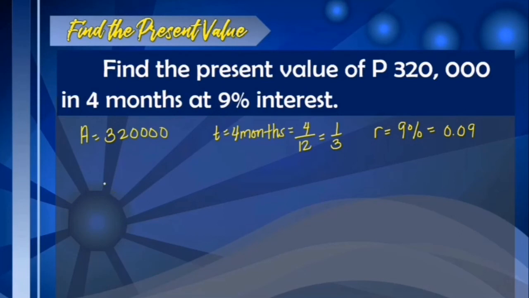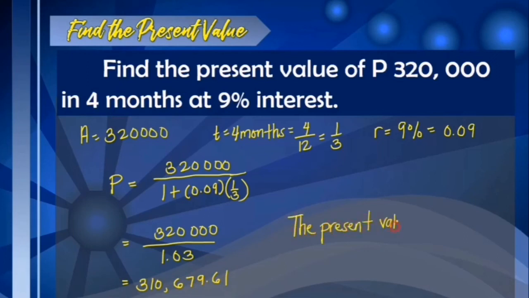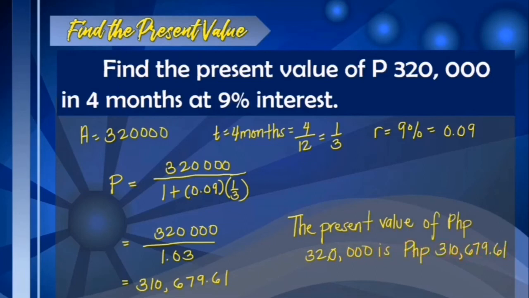Following the formula, to find the present value, we have P is equal to A, which is 320,000, over 1 plus R, which is 0.09, times T, which is 1/3. Simplifying this, we have 320,000 divided by 1.03. Dividing these two, this gives us 310,679.61, which means the present value of 320,000 pesos is 310,679.61.